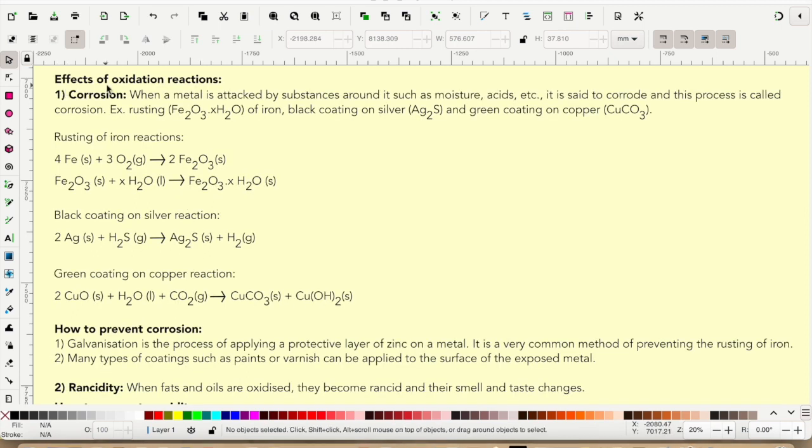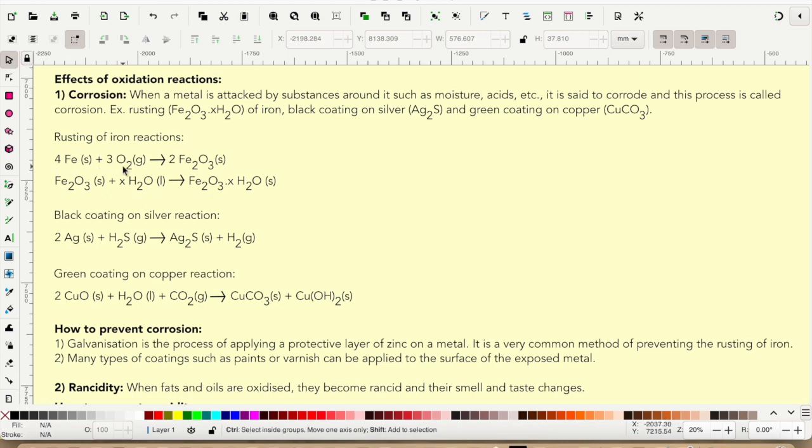Now let us see a couple of disadvantages of oxidation. First one is corrosion and second one is rancidity. We will see corrosion first. When a metal is attacked by substances around it, such as moisture, acids, etc., it is said to corrode, and this process is called corrosion. For example, rusting of iron, black coating on silver, and green coating on copper.